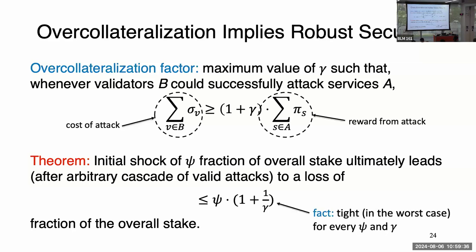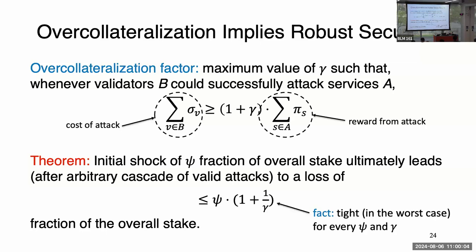This is tight in the sense that you give me a value of psi and a gamma, and I will give you back a restaking network and a shock of size psi so that you actually will lose this much of the stake after the consequent attacks. You have, in fact, already seen that this is tight in the special case of psi equals 0.2 and gamma arbitrarily close to 0.5. That's what the example with the 2 minus epsilons already showed us.